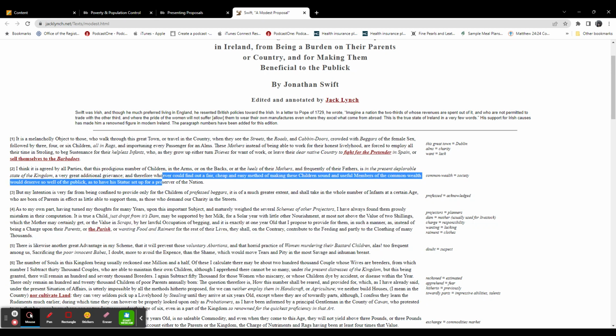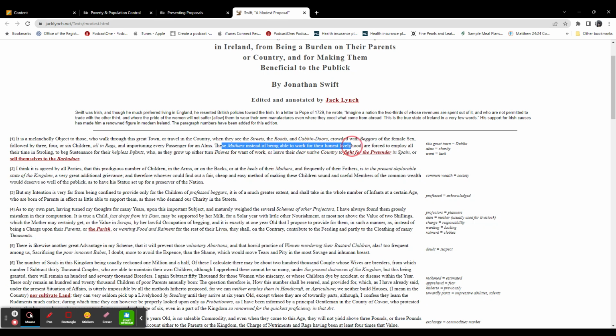Because remember, this mother here can't work or produce an honest livelihood because she's forced to employ all her time. This is her employment, having to beg sustenance for her helpless infants. And these are the same who would turn as thieves and then also as betrayers. And then these kids are at the heels of their mothers, sometimes their fathers, and that's an additional grievance.